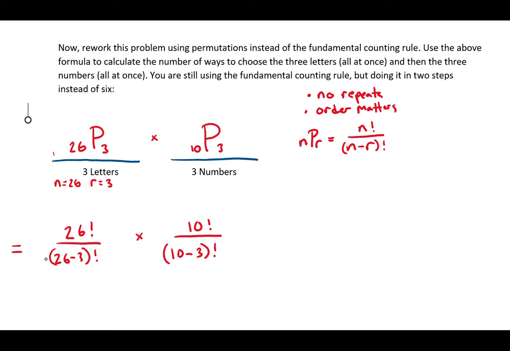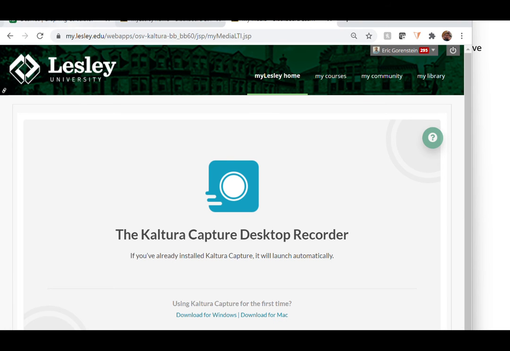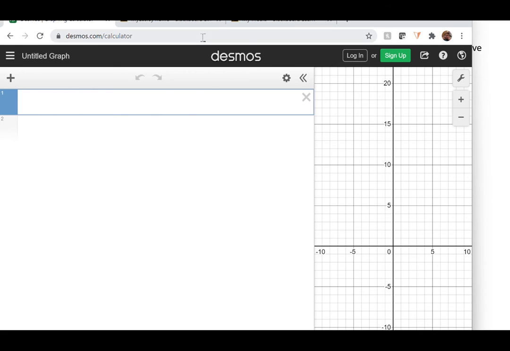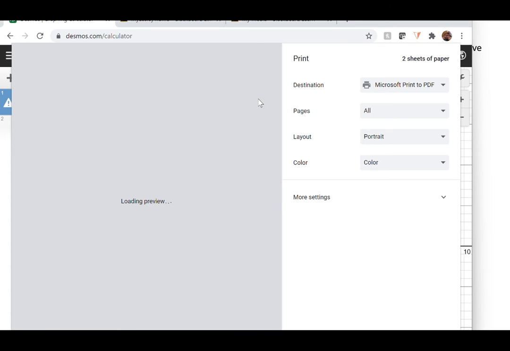So as I've mentioned before, I don't think it's necessary that you crank these calculations out by hand or even with a calculator. I like Desmos for a quick and efficient way to calculate these permutations. So in Desmos, if we want Desmos to do a permutation for us, we will type in n capital P and then r.